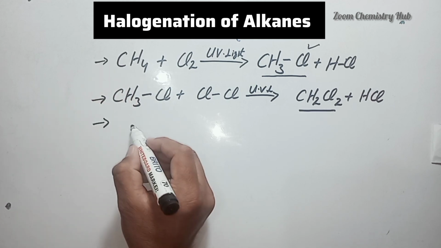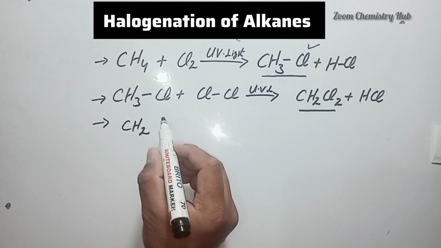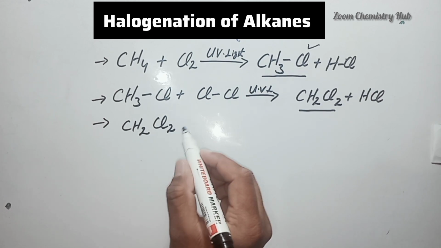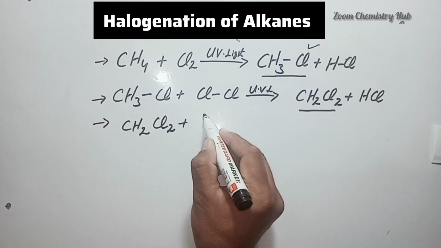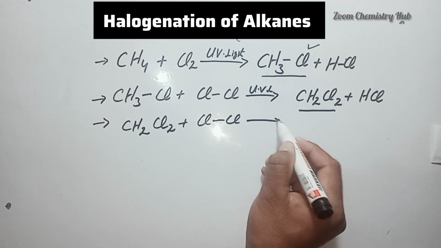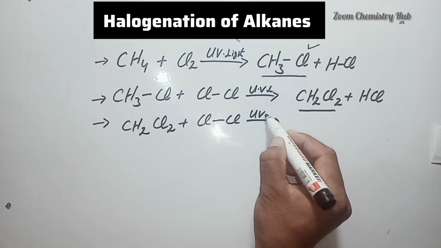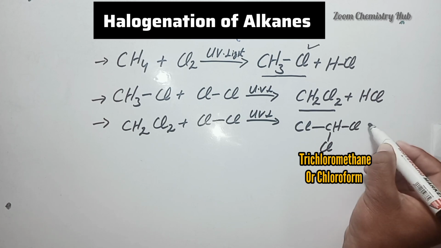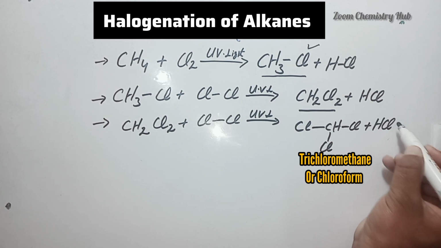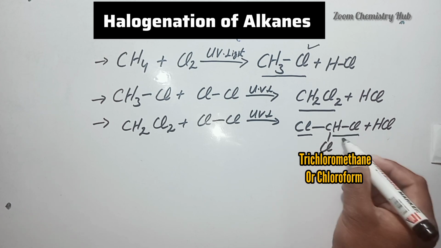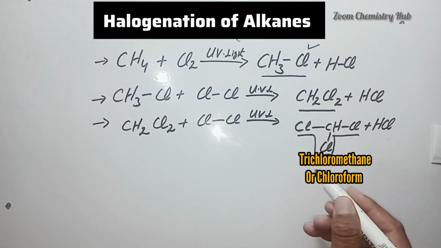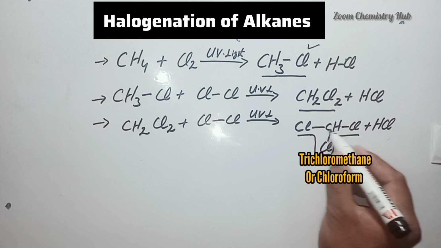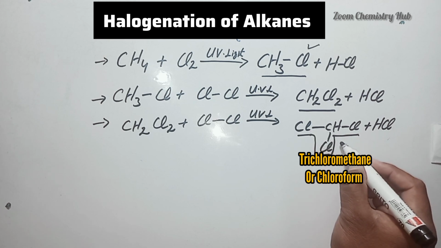In the next step, in excess of chlorine, methylene chloride reacts with chlorine molecules. They form trichloromethane and HCl, that is trichloromethane or chloroform. This is also a valuable product. This is the formula of trichloromethane and its common name is chloroform.